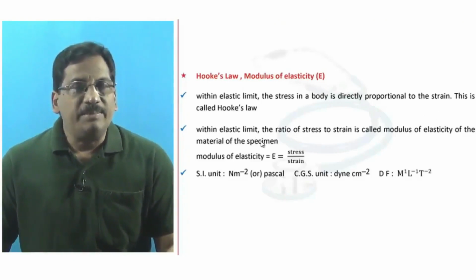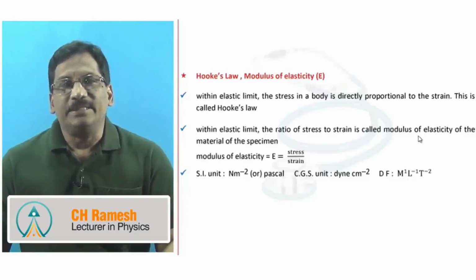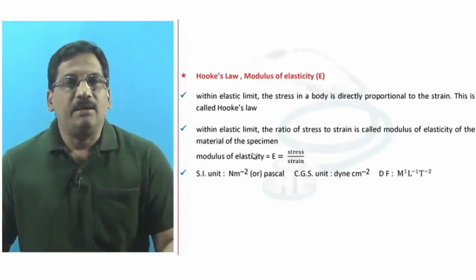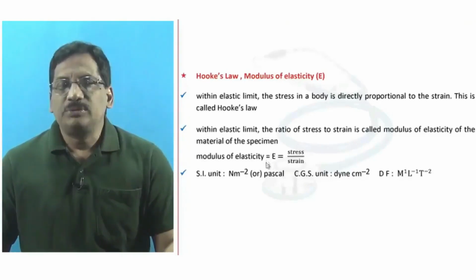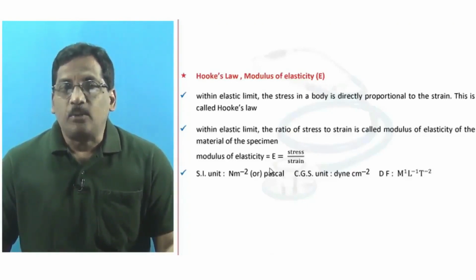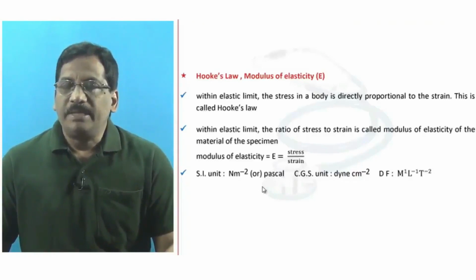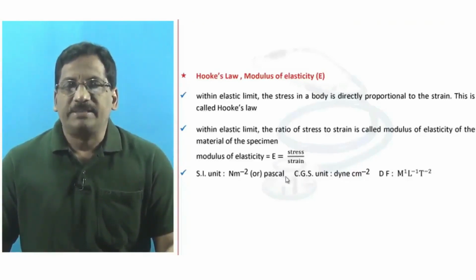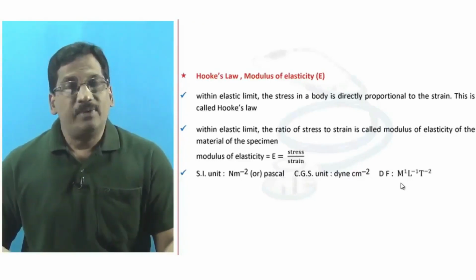So within elastic limit, the ratio of stress to strain is called modulus of elasticity of the material of that specimen. The ratio of stress to strain is called modulus of elasticity, and it is defined as a property of the material of that specimen. SI unit again Newton per meter square or Pascal of modulus of elasticity. CGS Dyne per square centimeter, dimensional formula M1 L minus 1 T minus 2, same as that of stress.